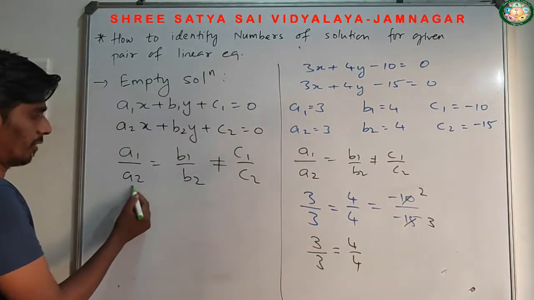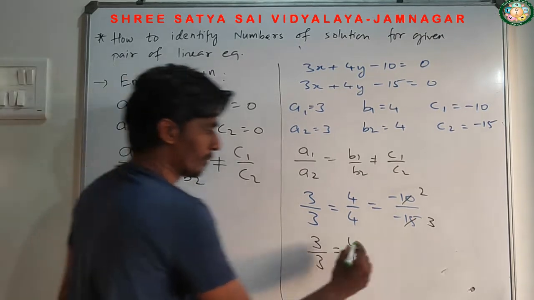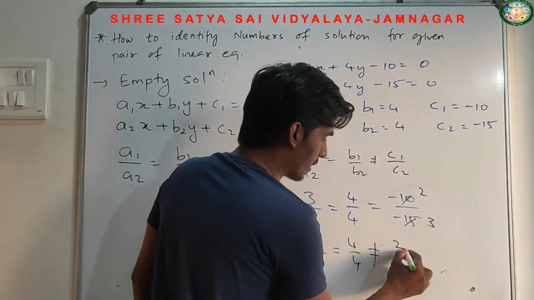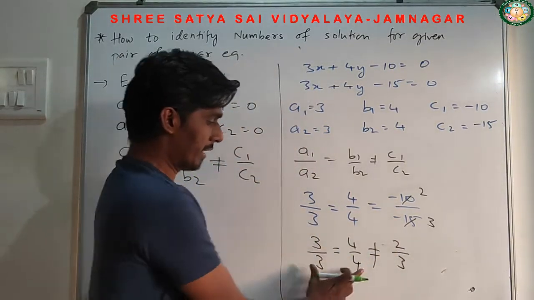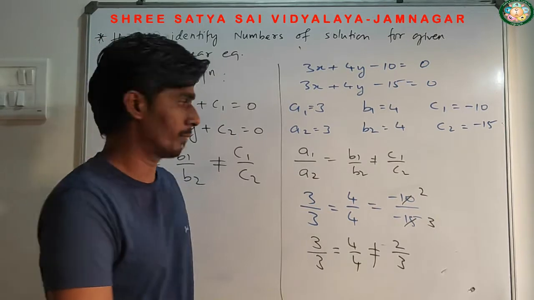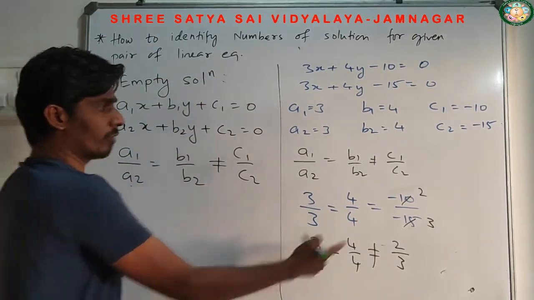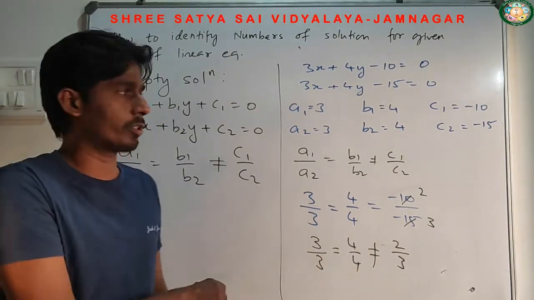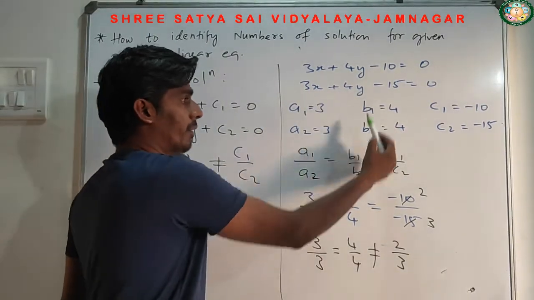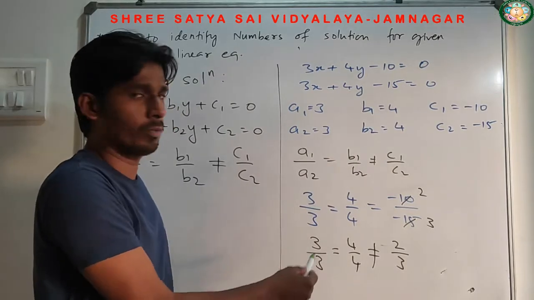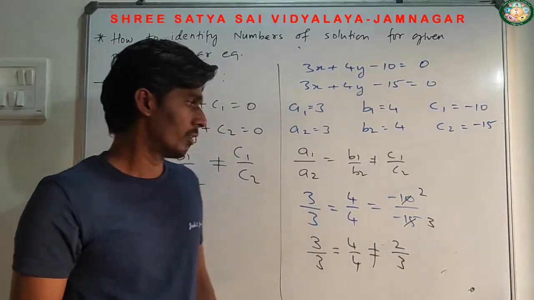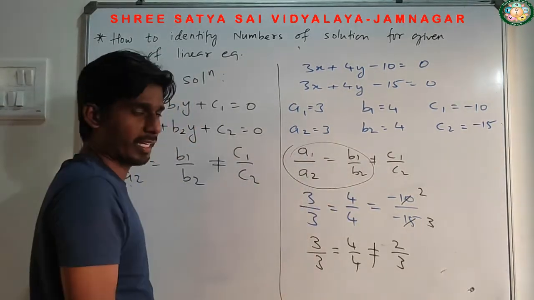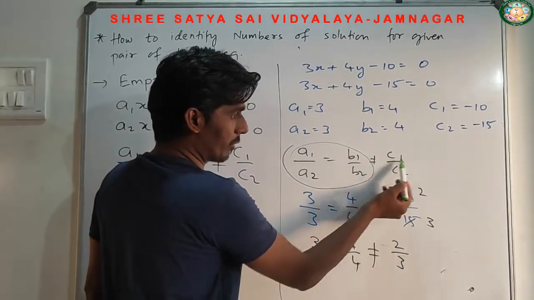That is what? a1 upon a2 equals to b1 upon b2. But this is not equals to what? This minus minus plus is not equals to 2 by 3. These two are same but this is not equal. So in empty solution we have to use c1 upon c2 also. But in the previous one, unique solution, from a1 upon a2 and b1 upon b2, it is possible to know whether it has unique solution or not. But for empty solution, these two ratios are equal, but this is not equal to what?